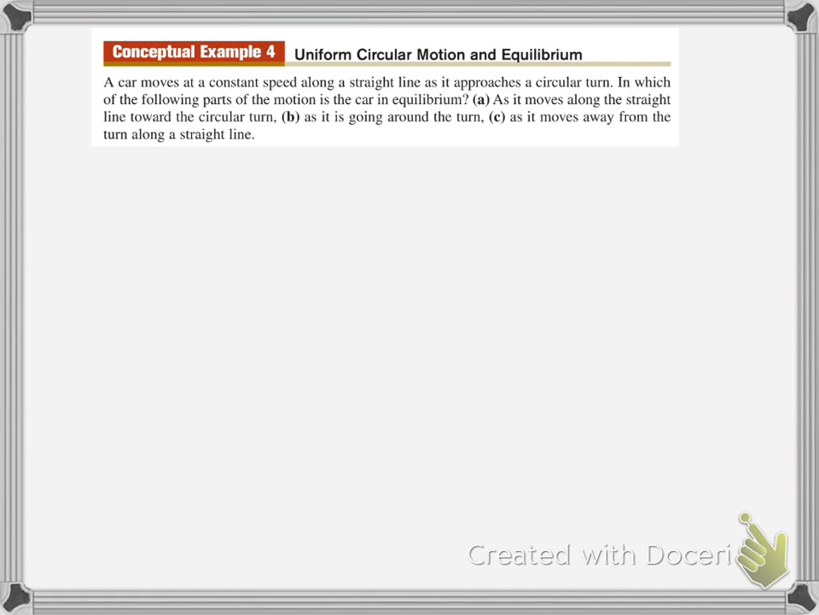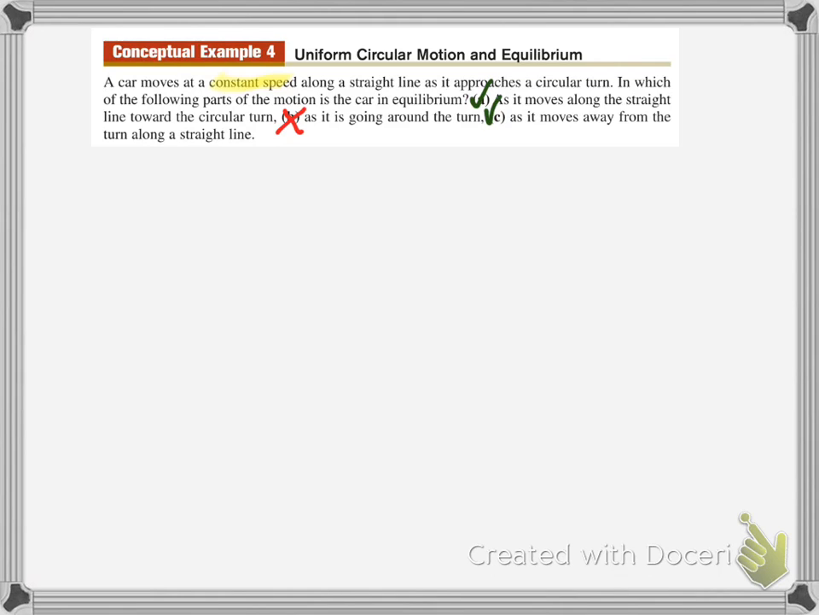Now, conceptual example 4, uniform circular motion and equilibrium. A car moves at a constant speed along a straight line as it approaches a circular turn. In which of the following parts of the motion is the car in equilibrium? A, as it moves along the straight line towards the circular turn; B, as it is going around the turn; or C, as it moves away from the turn along a straight line.